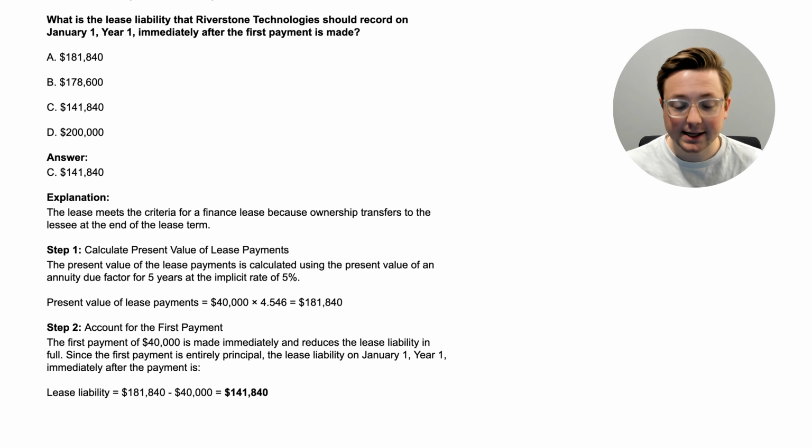All right, here we are. The answer is C, $141,840. That is the amount of the lease liability on January 1st after the first payment.